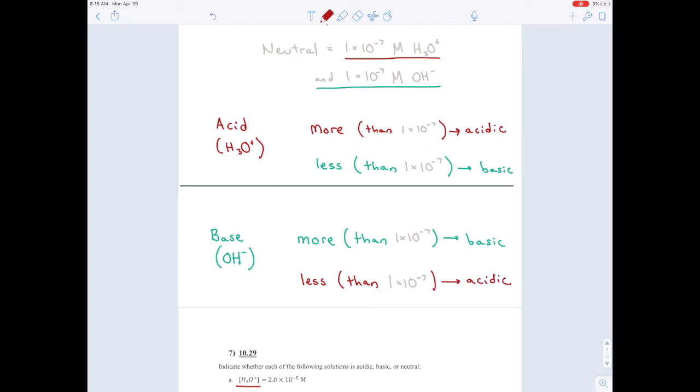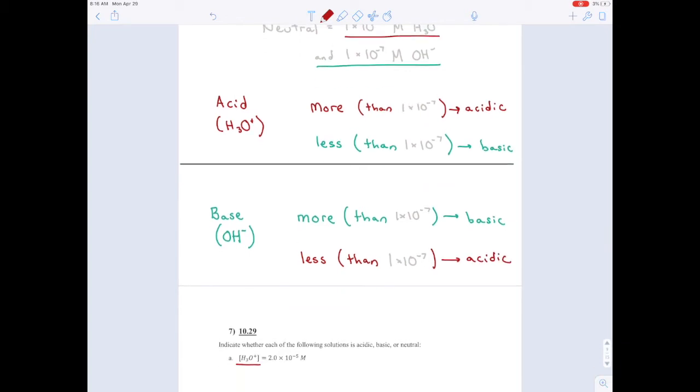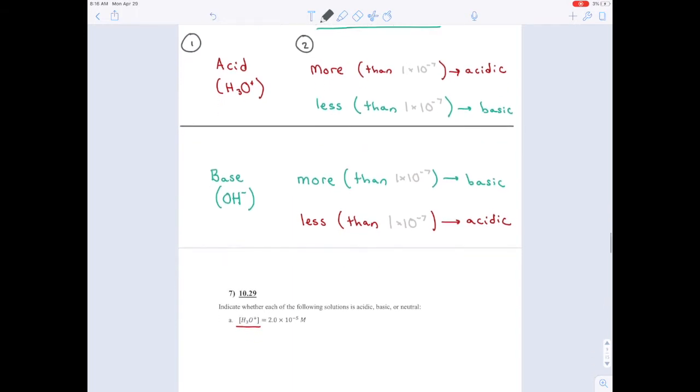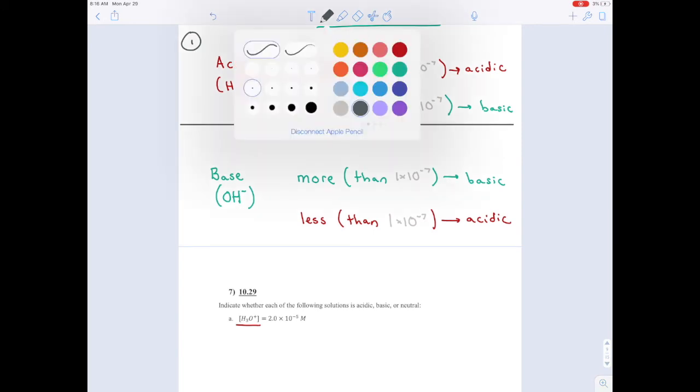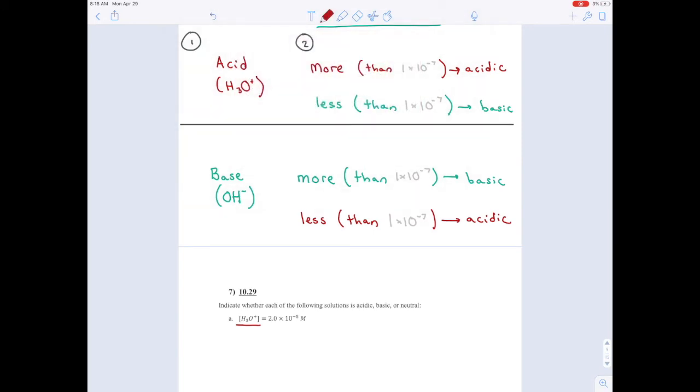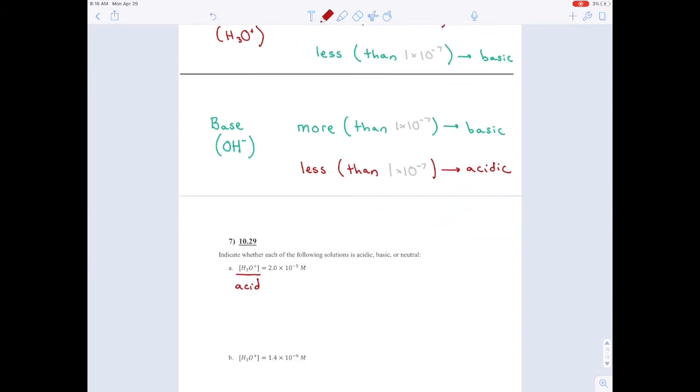So you have these sort of 4 scenarios. First, ask yourself, are we dealing with an acid or a base? Then ask yourself, is the number bigger or smaller than 10 to the negative 7? And that will lead you to a description of the solution. Okay, so for A, for example, they give you H3O+, and we can see from that that we're dealing with an acid. Then let's look at the number. The number is 2.0 times 10 to the negative 5th for A.